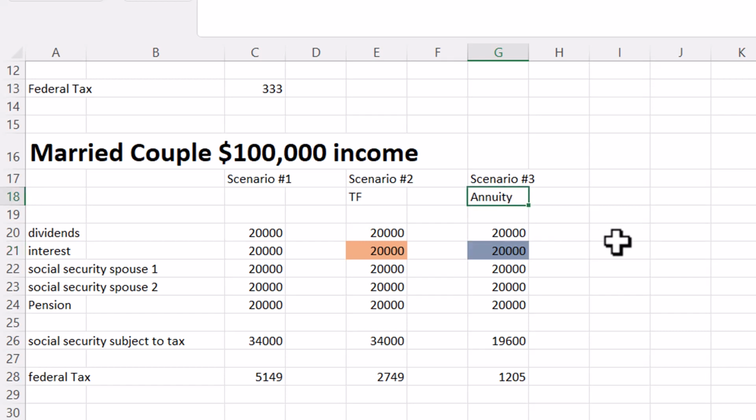So let's say they just buy an annuity, which is a simple way to get tax-deferred income. So they put X amount of dollars into an annuity so that the $20,000 of this tax-exempt income, or what was taxable over here, they're now going to make tax-deferred. All right, now what happens is Social Security subject to tax drops from 34,000 to 19,600. So we see there's a significant reduction of the Social Security income subject to tax, and their federal tax falls even further. In this scenario, it's $1,200 instead of $2,700.